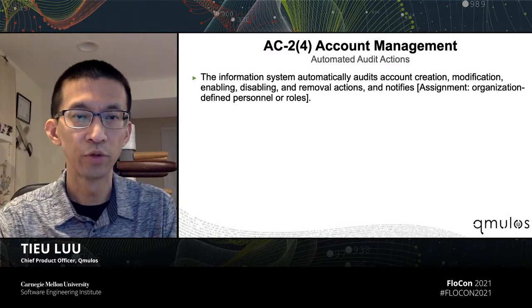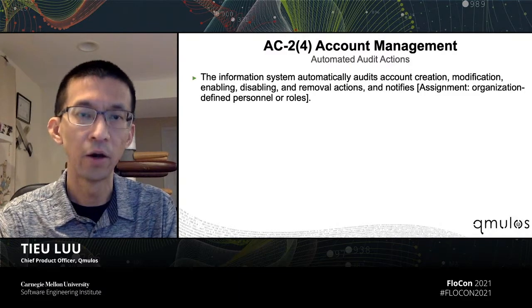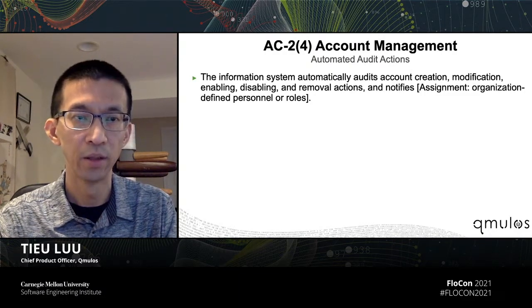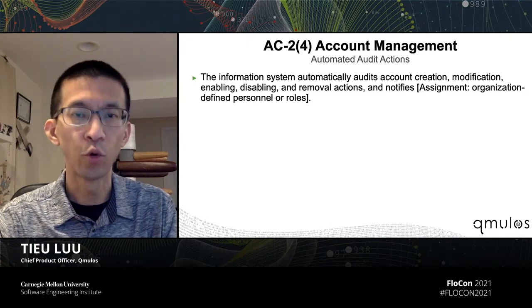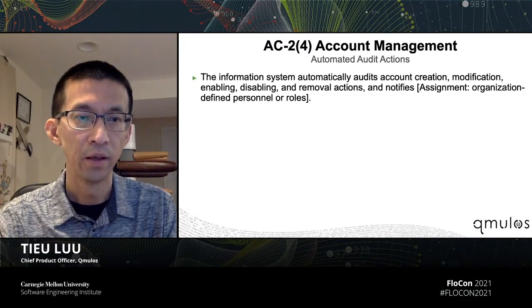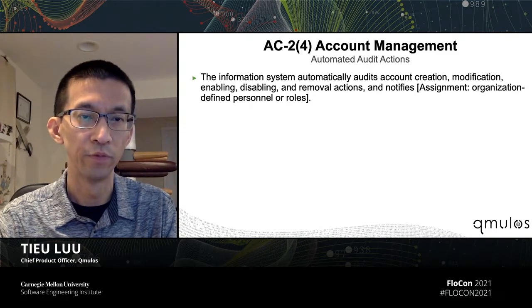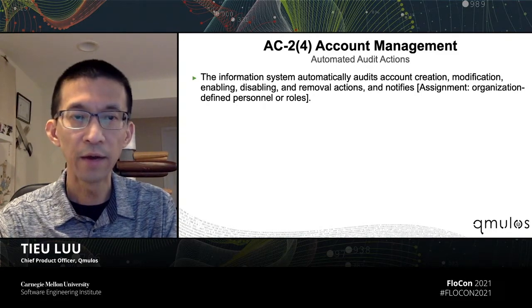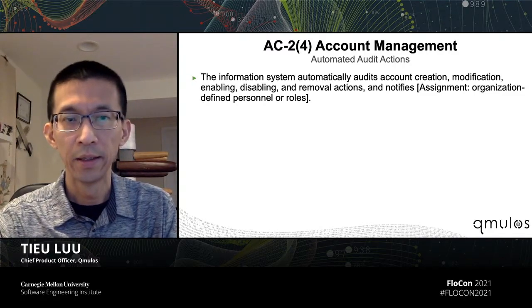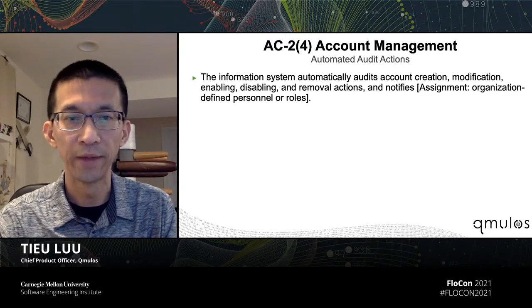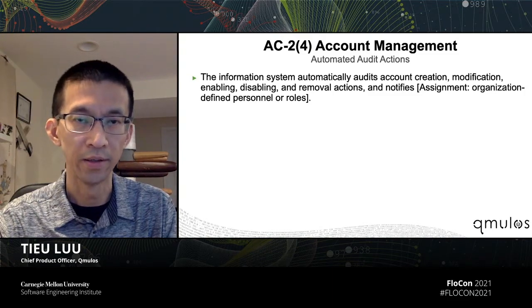This is a specific control from NIST, AC-2 for account management, and more specifically automated audit actions for account management. The specific requirement from NIST is that the information system automatically audits account creation, modification, enabling, disabling, and removal actions, and notifies organization-defined personnel or roles. Now we'll look at how we can pull in information from Windows security event logs to audit all of these actions.